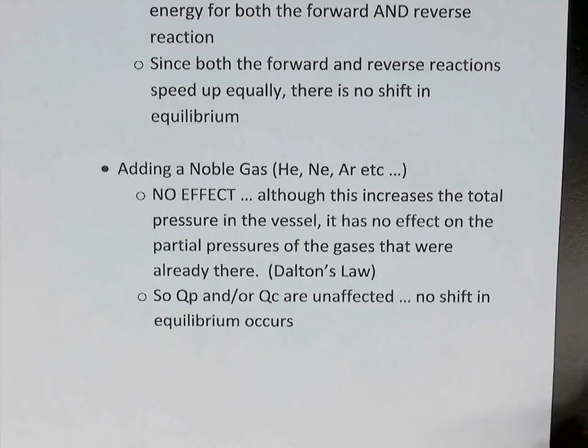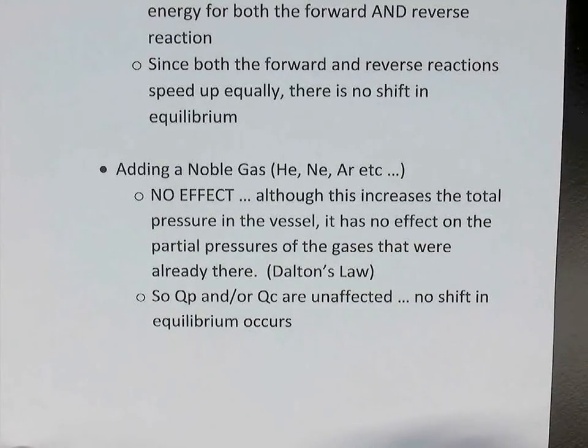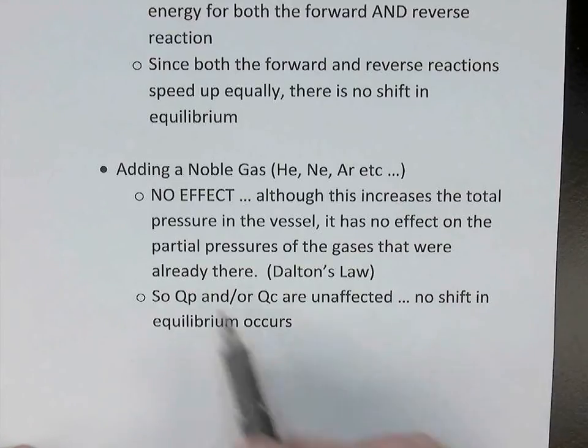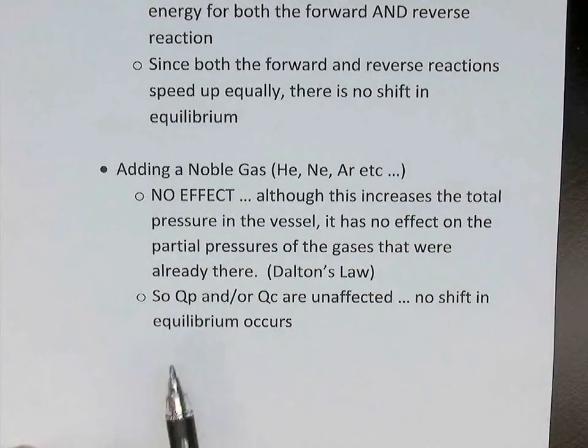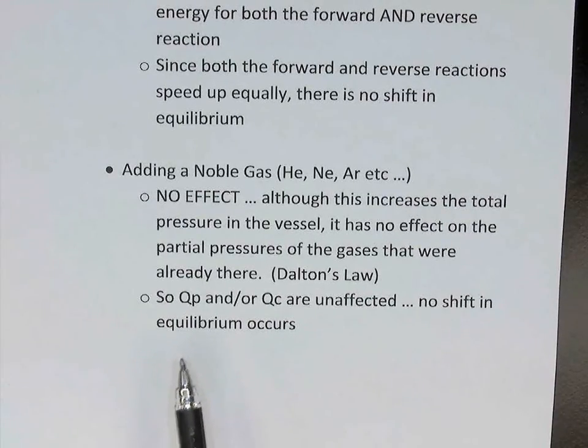Another way to look at it is that there's no change in the equilibrium constant here, and from a kinetics perspective, the noble gas does not affect the rates of the forward or reverse reactions. Therefore, there's no shift that will occur. This is probably the best explanation: that Qp and Qc are unaffected.